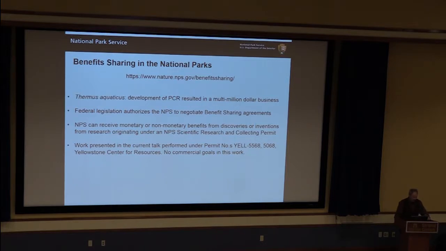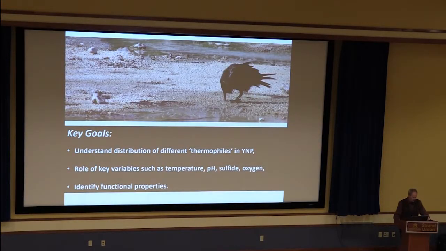Work presented in the current talk is performed under these permit numbers, 5568, 5068, and there are no commercial goals in our work, so I've never entered into any benefit sharing plan. Our goals are to understand the distribution of different thermophiles in Yellowstone, and I've been really big on my original background, as Bruce alluded to, in environmental chemistry. I'm really a geochemist, interested in how geochemical variables influence the distribution of life, and these microbes are utilizing chemicals, so it's a very good fit.